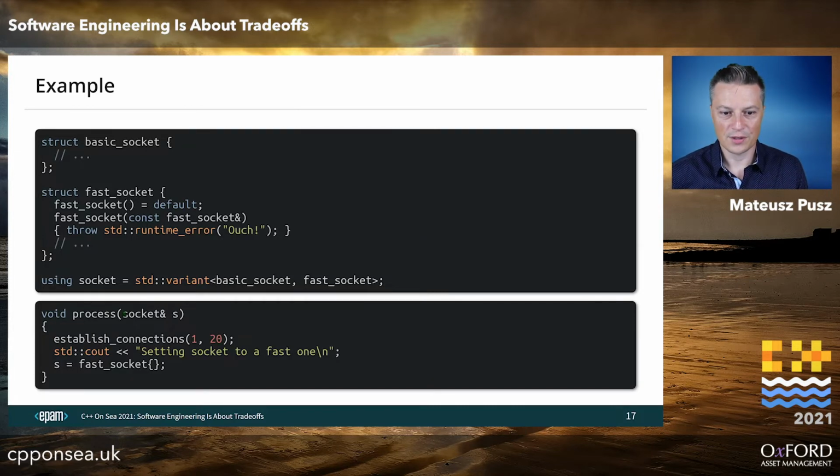We have a function process that takes the socket, establishes connections like in the previous slides, and then tries to set the socket to a fast one. It assigns a fast socket to the socket. By default, variant starts with a basic socket, because variant is always by default constructed with the first alternative. And we always get basic for free here, because it's always there. If it's possible, we can end up with a fast socket. But if it's not, then we end up with this exception.